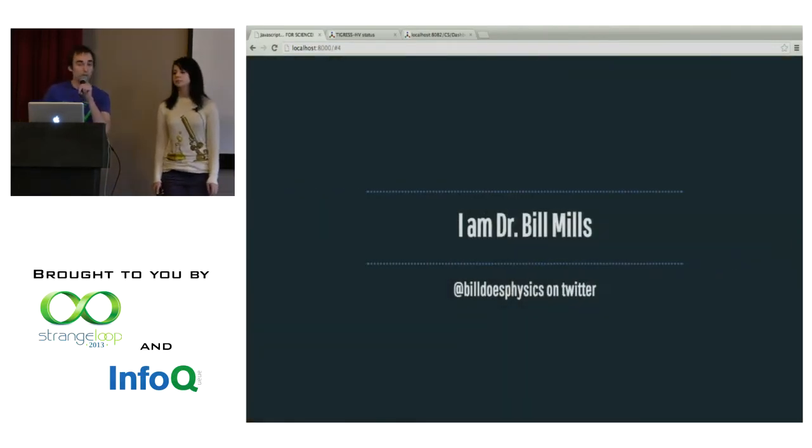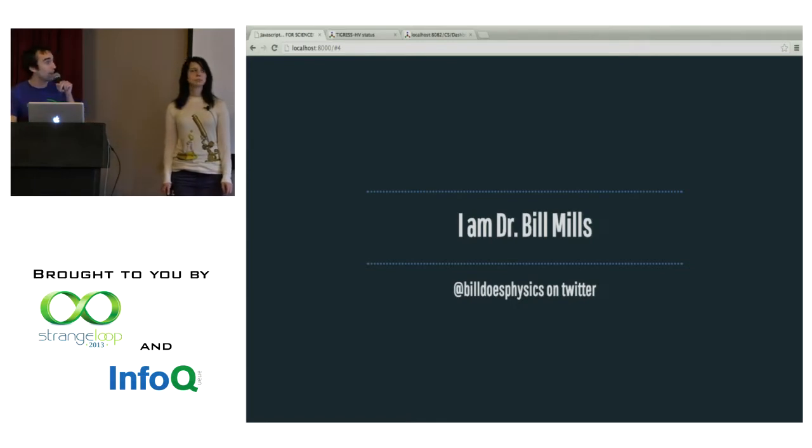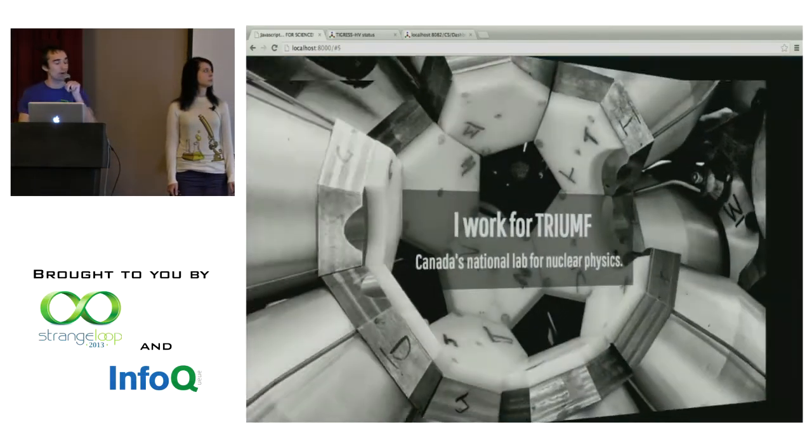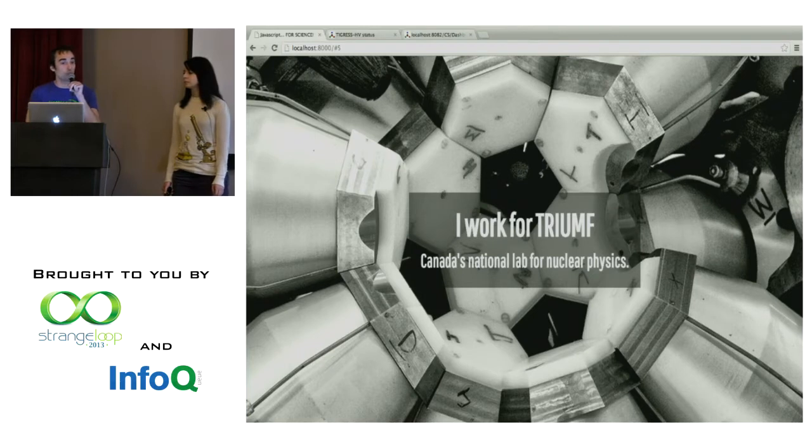I'm a nuclear physicist currently working for Triumph. At Triumph, I'm currently responsible for the user interface and user experience design for the Griffin collaboration. Before that, I spent a number of years writing analysis software for the Atlas collaboration on the Large Hadron Collider at CERN.